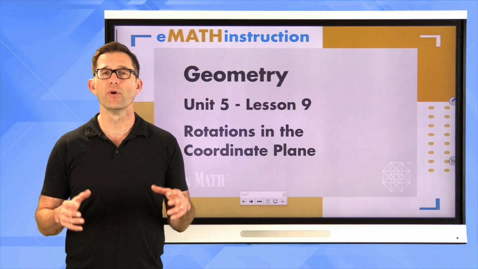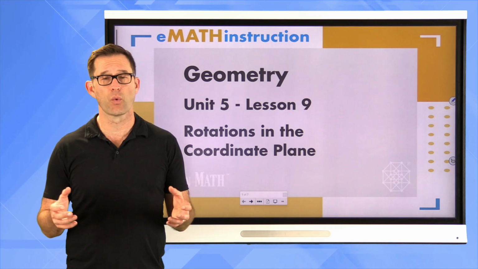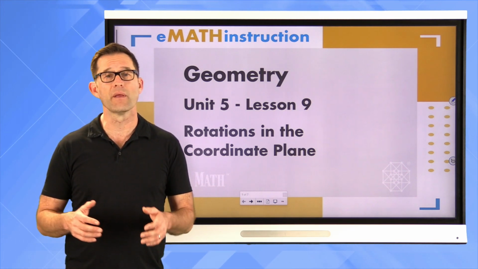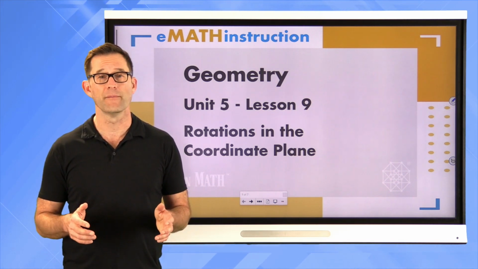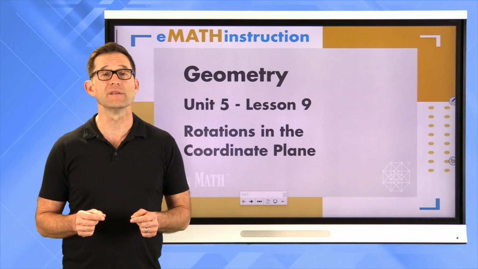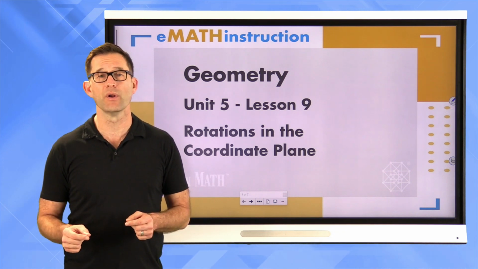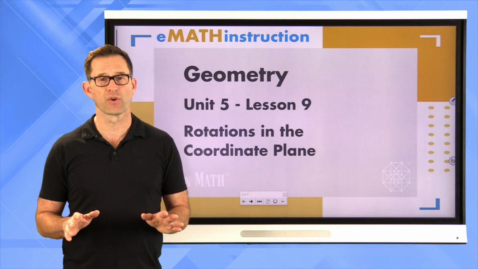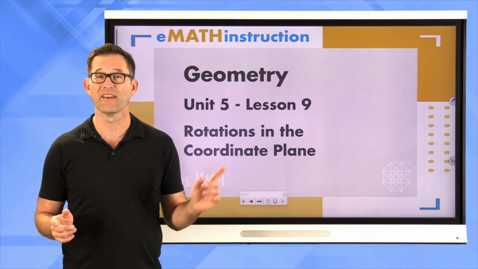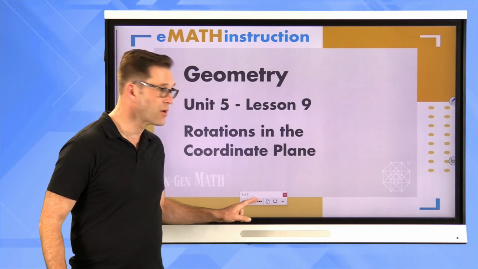We've seen all of our real tools that we're going to be using in the coordinate plane, like the distance formula, the slope formula, and the midpoint formula. We're now going to go back and revisit some of the rigid motions that we saw in Unit 2, but exclusively in the coordinate plane, and we're going to start today with rotations. So let's get right into it.